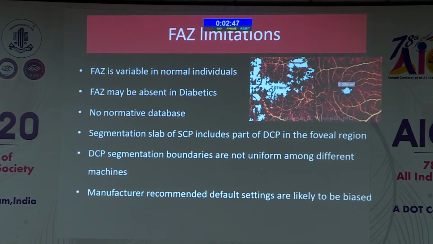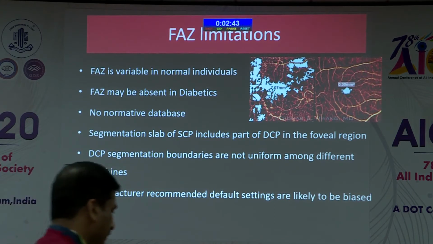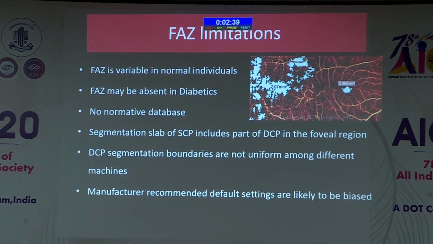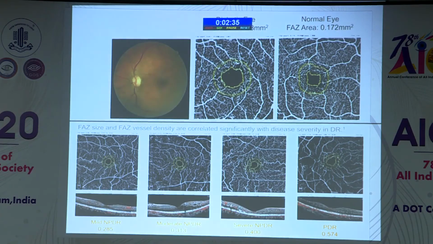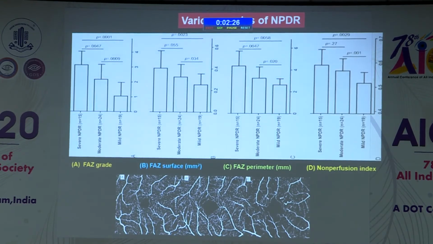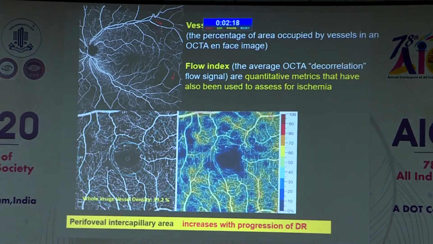But it has certain limitations because the FAZ may be absent in some diabetics, no normative data are available, and the segmentation slabs of the superficial capillary plexus include some part of the deep capillary plexus also, so segmentation challenges are there. Here you can see that as the severity of diabetic retinopathy changes, FAZ parameters keep on increasing. These are some of the parameters in NPDR patients: the FAZ grade, perimeter, and non-perfusion index, each of which correlates with the severity of non-proliferative diabetic retinopathy.